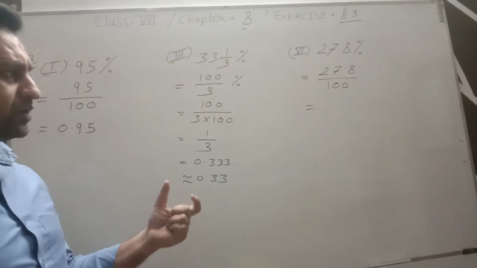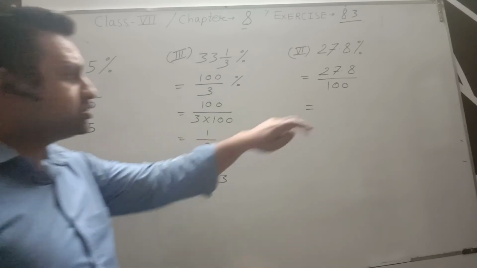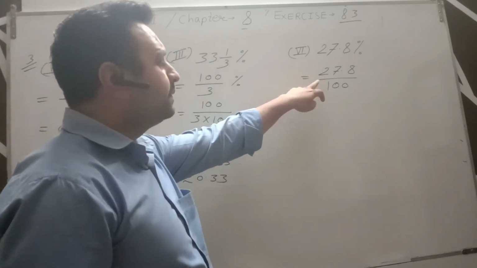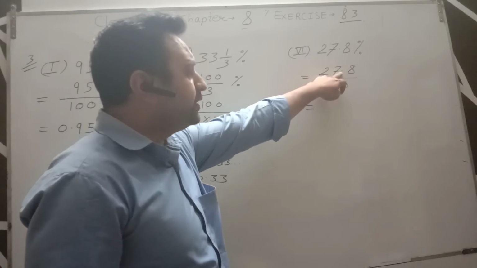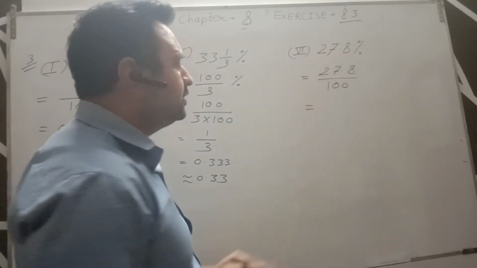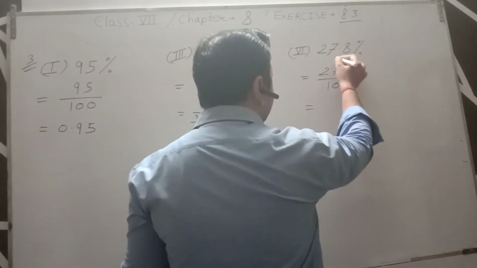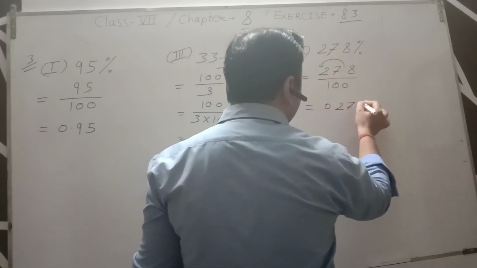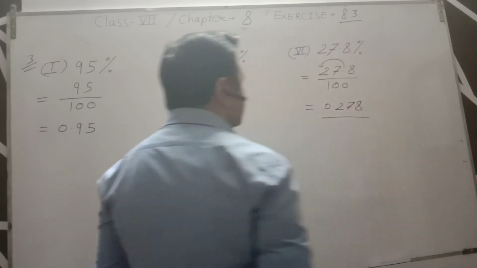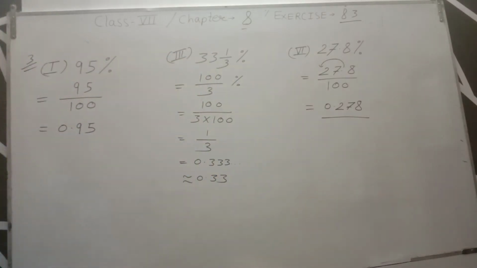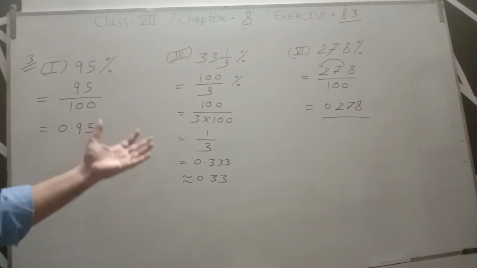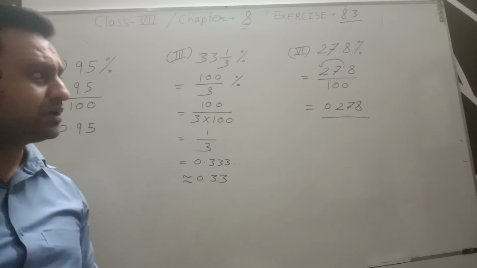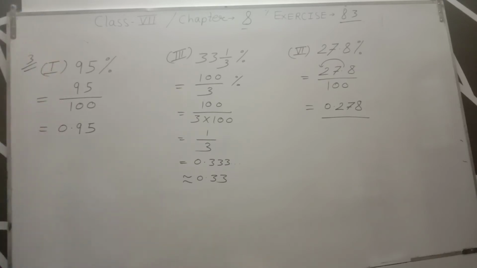Because in the denominator there are 2 zeros, the decimal will be shifted 2 places to the left. So the value is 0.278. So question number 3 is also clear. These parts and the remaining parts are homework, just note them down.